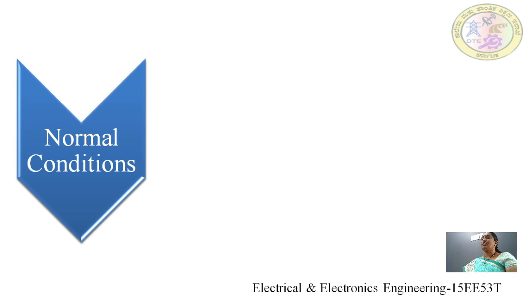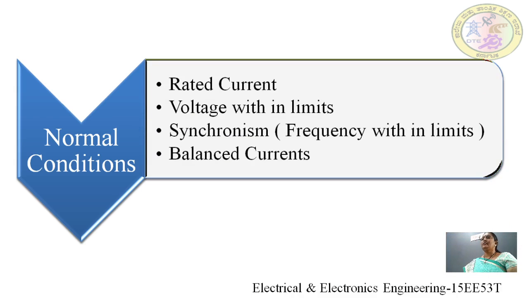First we will see normal conditions in the power system. What are all the things that come under normal conditions? First we will say about rated current of the system. Next, voltage should be within the limits, and synchronism, that is frequency, is within the limit, and balanced currents.